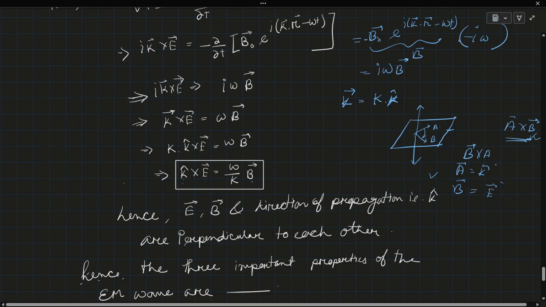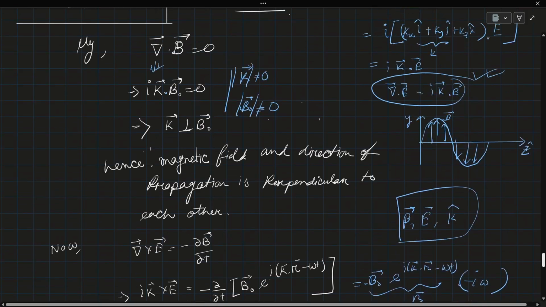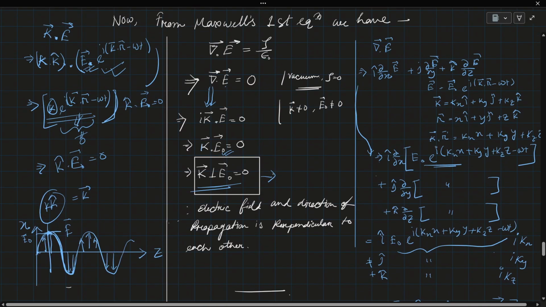So k cap cross e will give the direction perpendicular to this plane, so the magnetic field will be in this direction, right? This is the magnetic field, not this b vector. So k, e and b are all perpendicular to each other. Since k and e are also perpendicular to each other, direction of propagation and electric field are always perpendicular to each other. From the first, we have got that k and e are perpendicular.